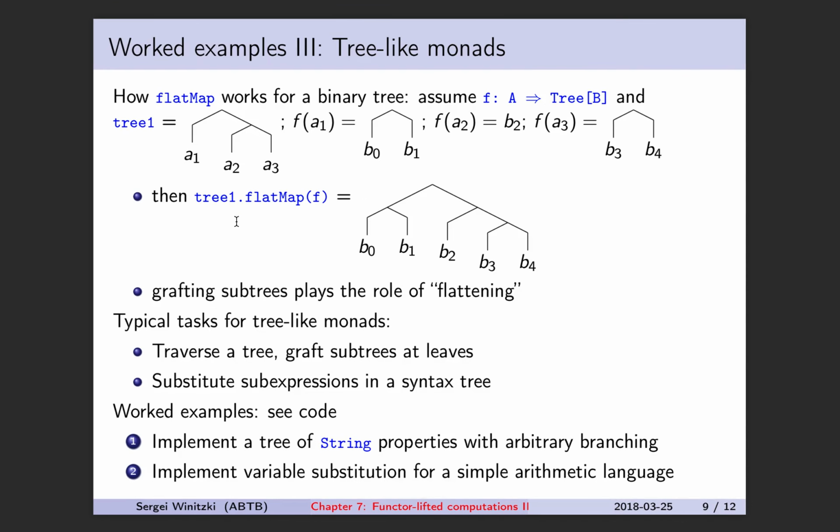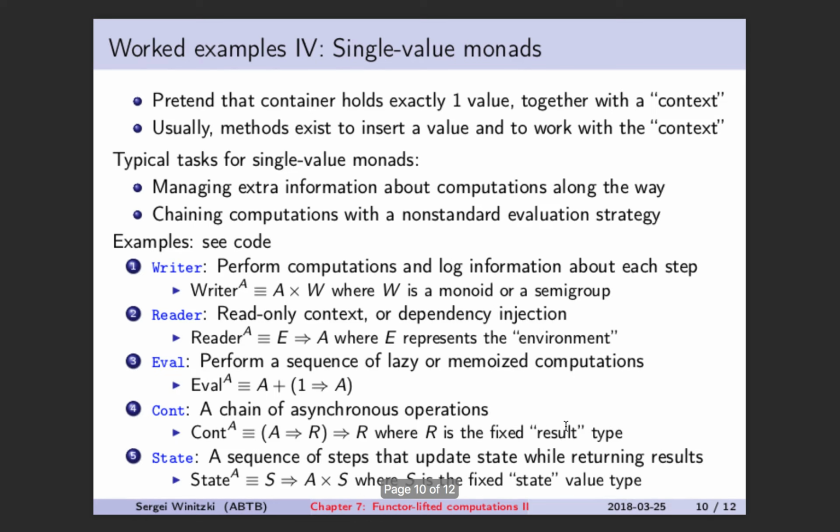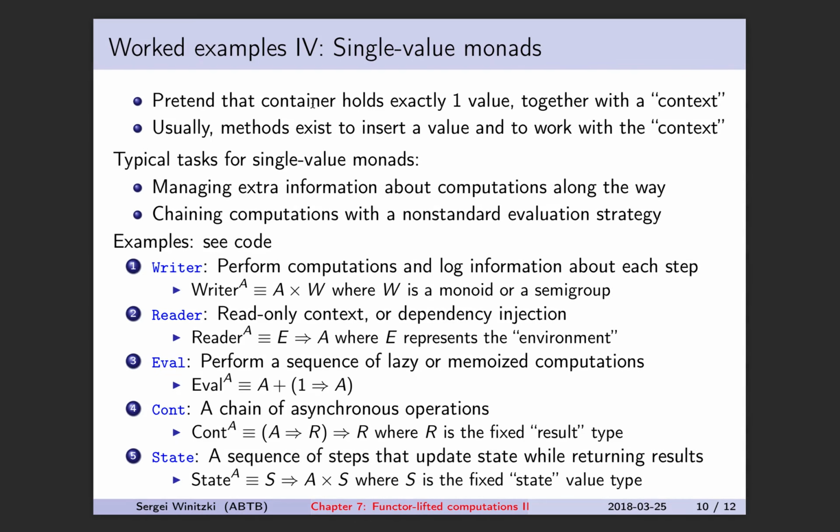Now I show more visually how flat map works for trees, and I give worked examples of code using tree-like monads. The final type of monads are single value or non-standard monads, where we can just pretend that the container always has exactly one value, and at the same time the container has some kind of context. And this context can be very different. It could be a value of type W, and that's a writer monad, or it could be a read-only context where you read a value of some fixed type E, and so on.